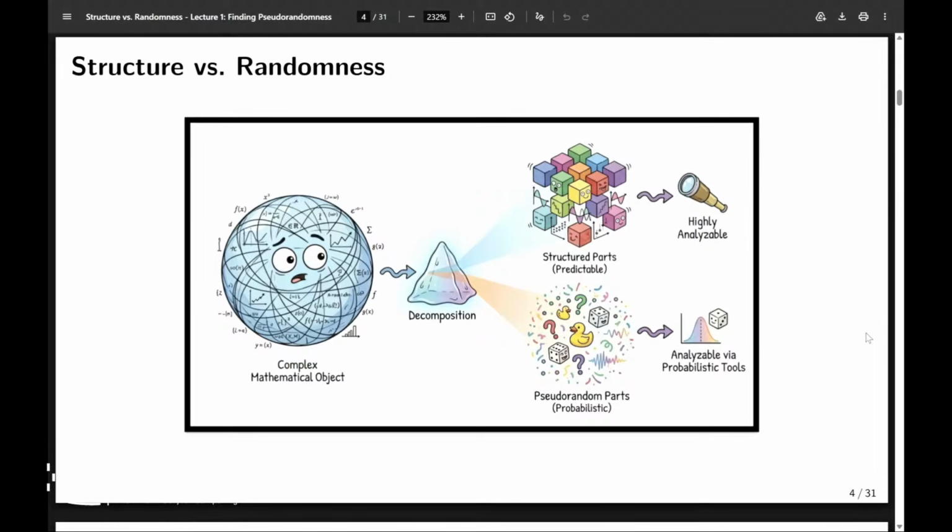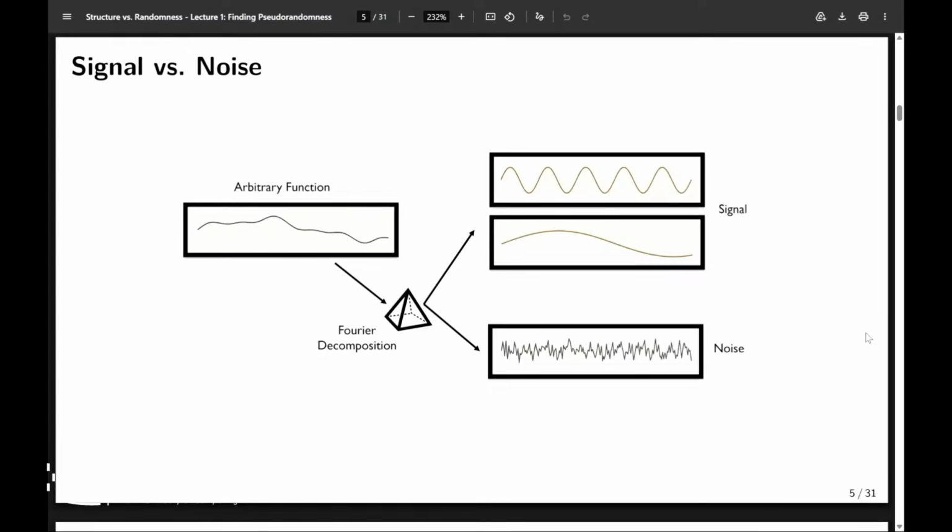Great. Okay, so maybe a more concrete, down to earth instantiation of this picture is this picture from real analysis. We're familiar with this idea that you can take some arbitrary function and try to decompose it into a part that's simple, which you can interpret as the signal, and a part that's hopefully small and you're not so interested in, which you interpret as the noise, and we want to cleanly separate these two.